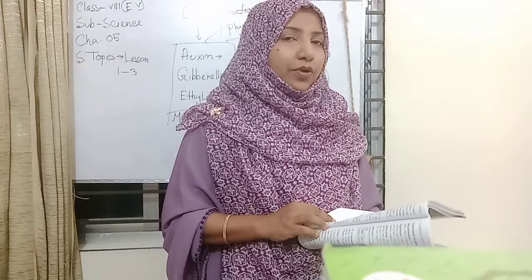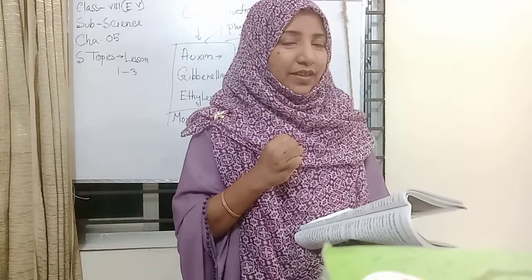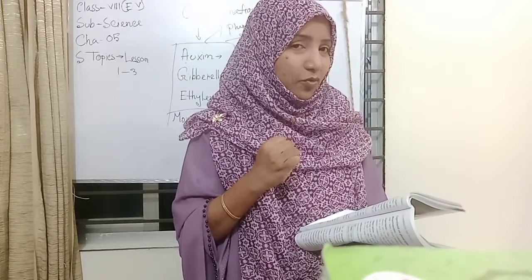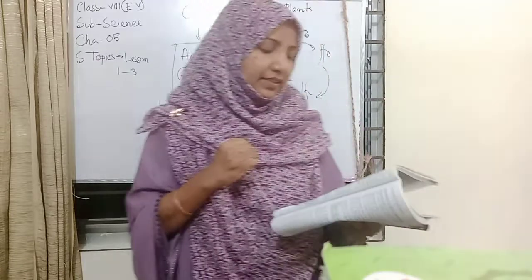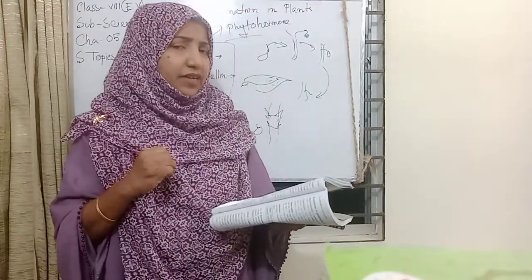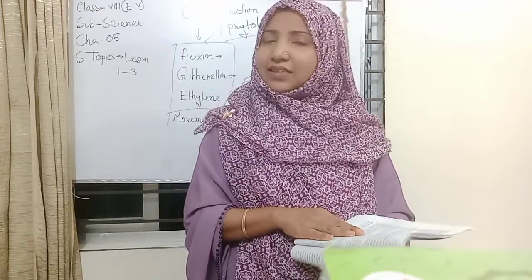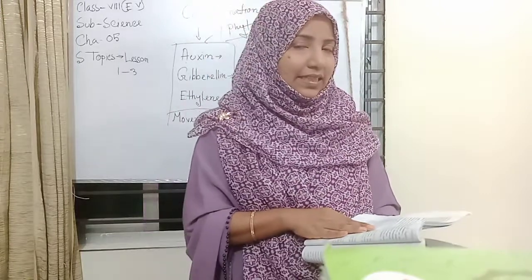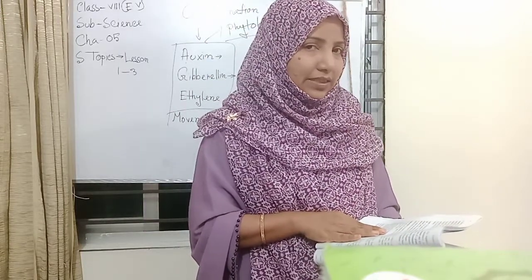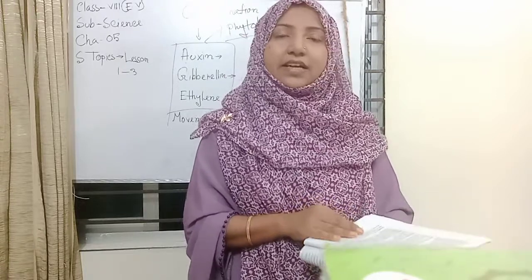In plant coordination, we know three phytohormones: one type is the auxin, second is the gibberellins, and third is the cytokinin. Basically, we can also learn the gaseous substances and the gaseous hormone, the other name of which is ethylene.